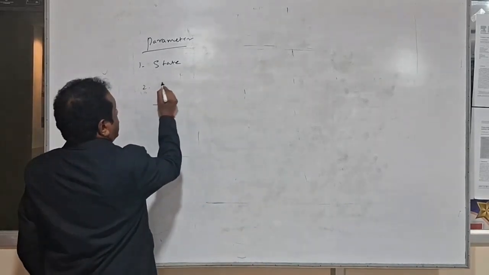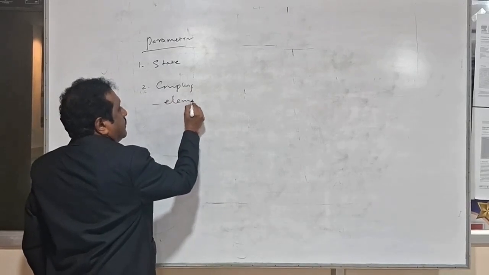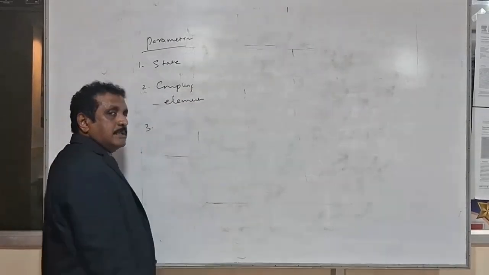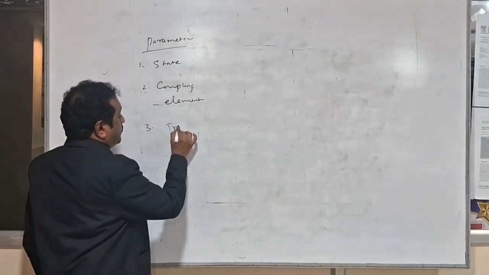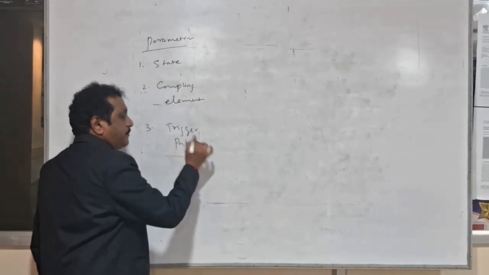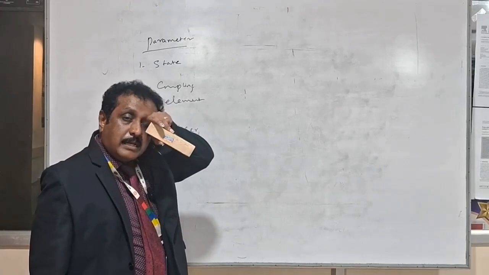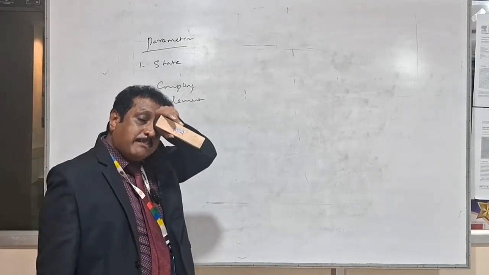The second one is the coupling element: what types of coupling element are we using? The third one is the trigger pulse: how many external trigger pulses are required for its operation? The last one is the other name of that multivibrator.